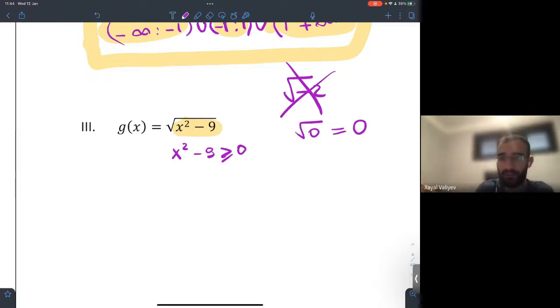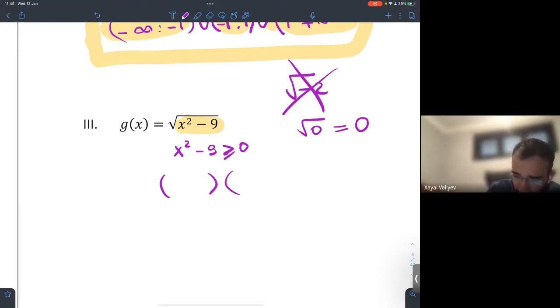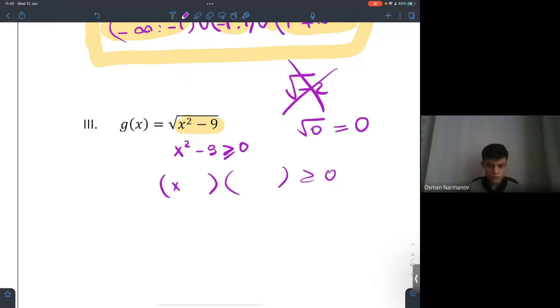So we have an inequality now, and we are looking for the set of x's. The inequality is x squared minus 9 greater than or equal to 0, and I want to find out which x's make x squared minus 9 greater than or equal to 0. In order to solve this inequality, I'll factorize it. Who wants to help me with the factorization of x squared minus 9? Osman? X minus 3 and x plus 3.